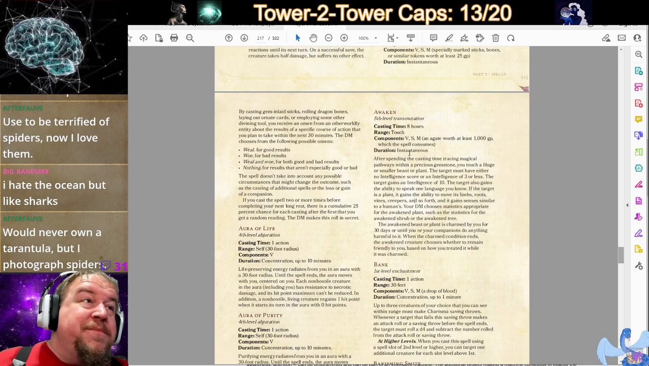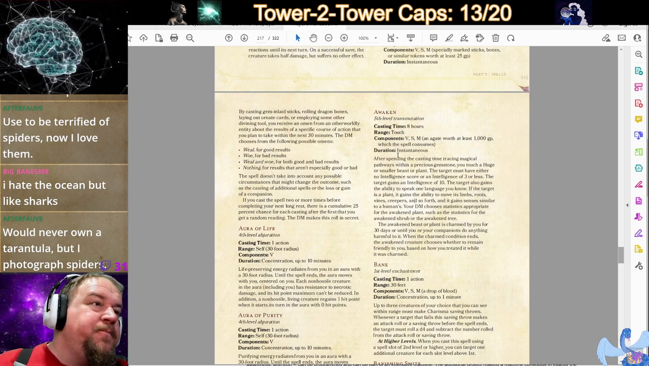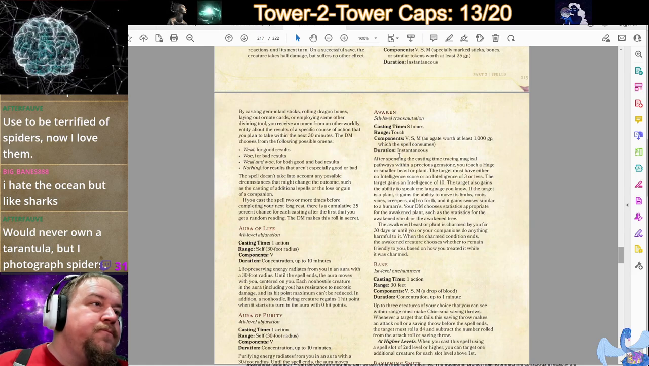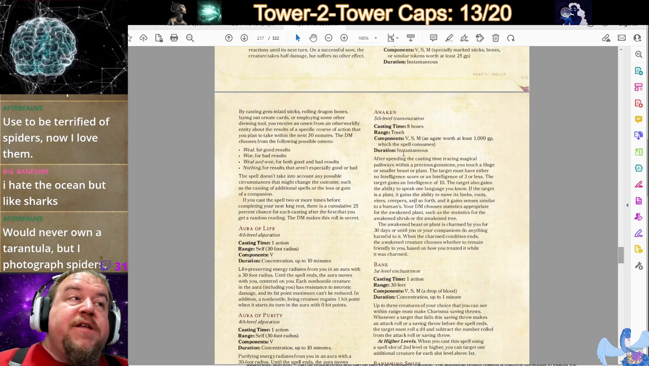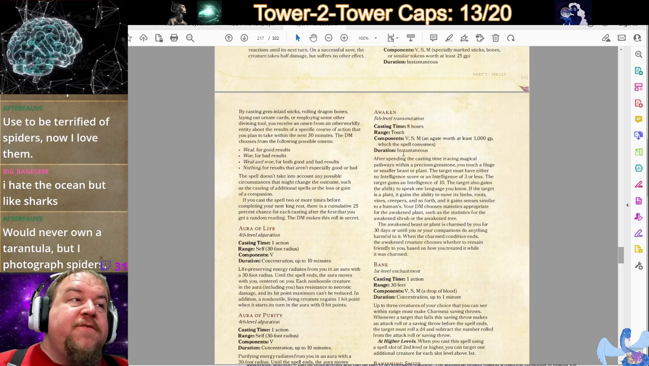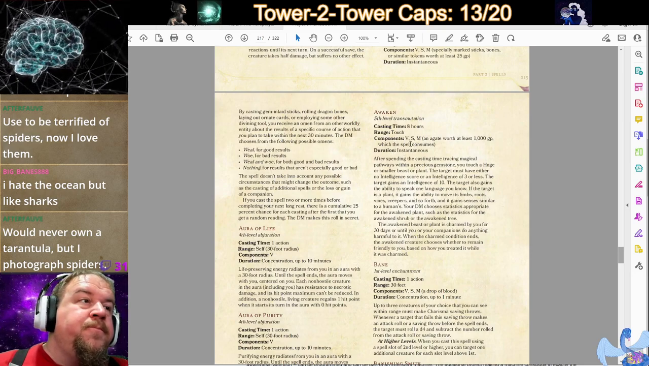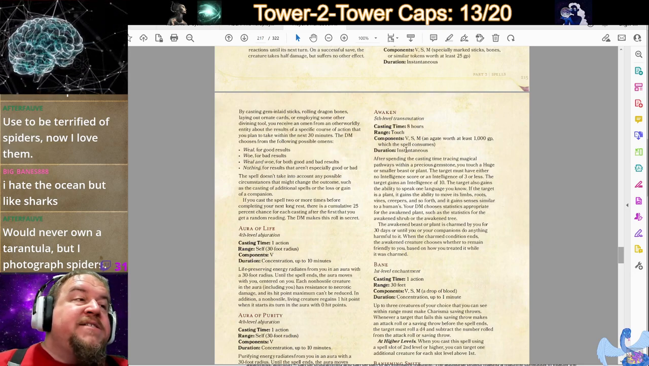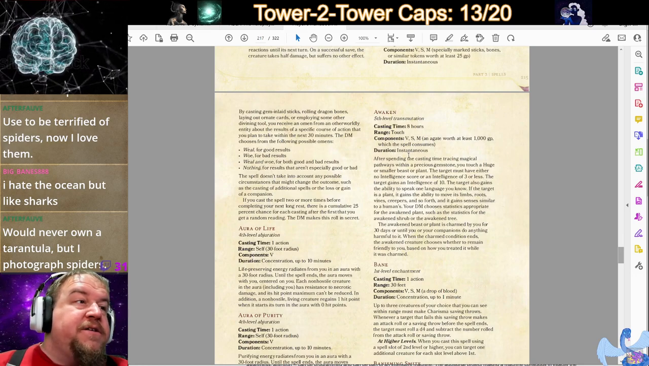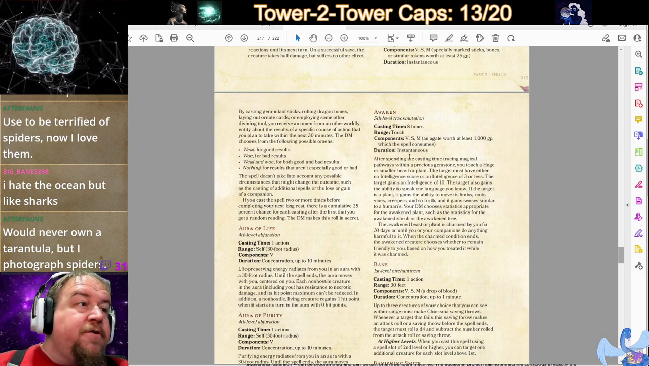See you all talking about gnomes in chat, right? Afterfoff says, that actually happened to me with spiders. Used to be terrified of spiders, now I love them. Bane says, I hate the ocean, but I like sharks. I would never own a tarantula, but I photograph spiders.